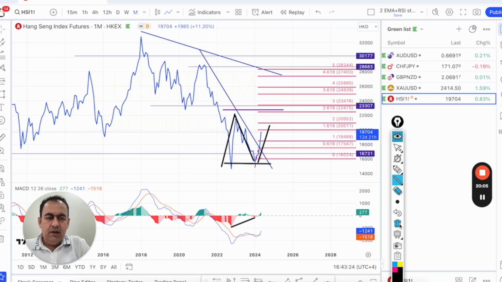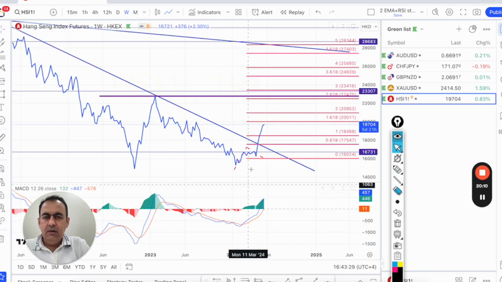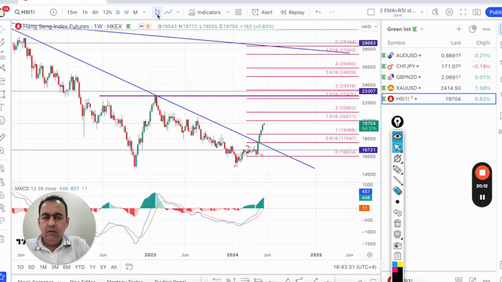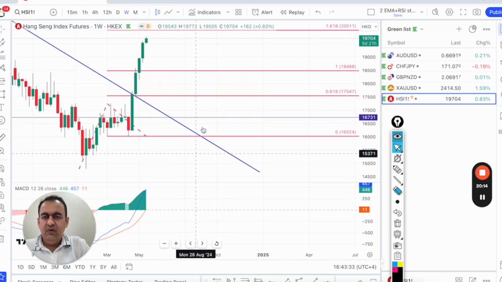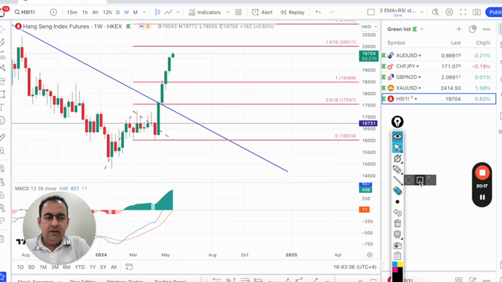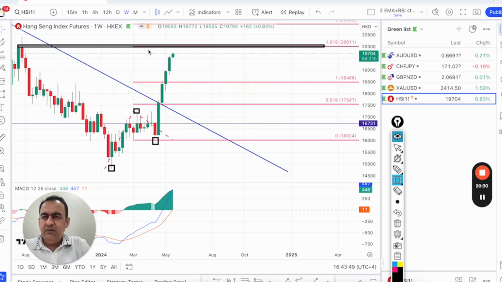And what I've done, I've plotted on weekly chart the first bullish extension, by connecting the lowest point, first high, and the higher low which is formed after the retracement. So currently we are very close to the extension level of 161, which is also coinciding with the previous high resistance area, which is also a round figure psychological mark of 20,000.